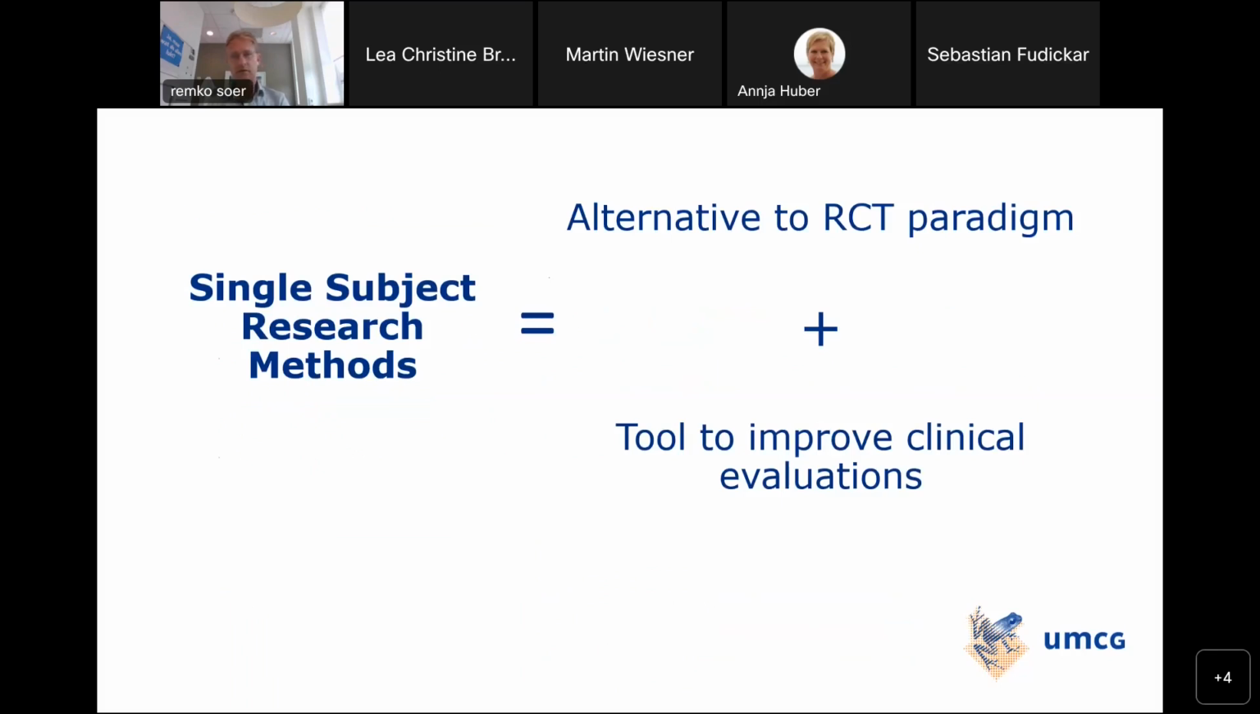Basically, a single subject is just, for example, an N of 1 trial, or a few N of 1 trials, or it's a case study. It might be an alternative to the randomized controlled trial paradigm, but then added with a tool to improve clinical evaluations. So the clinician, or the individual patient, might really benefit from a single subject research method, because that patient is not interested in whether a therapy works, yes or no. It just wants to be helped. And it wants to have the best treatment for him or her, not for the general public.